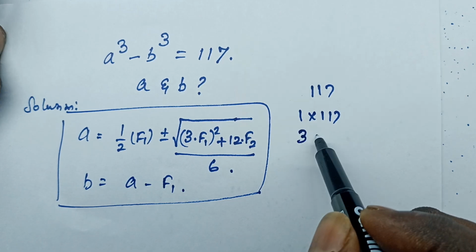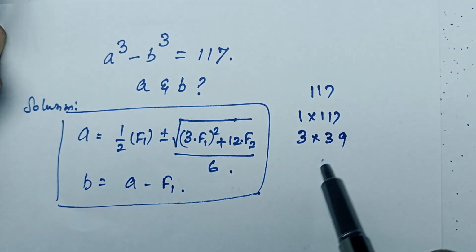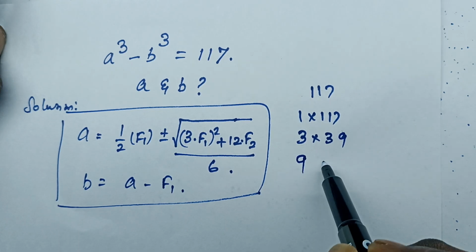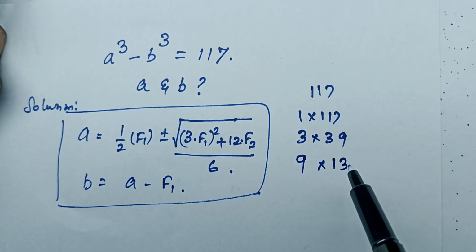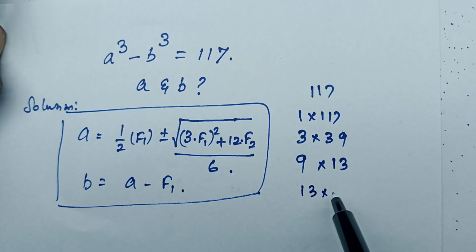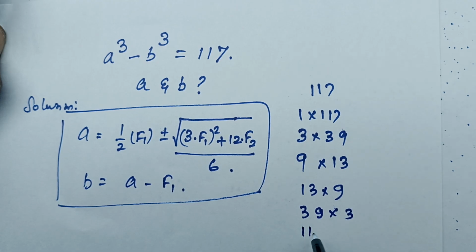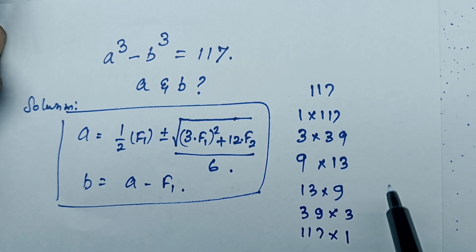3 into 39, 9 into 13, 13 into 9, 39 into 3, 117 into 1.